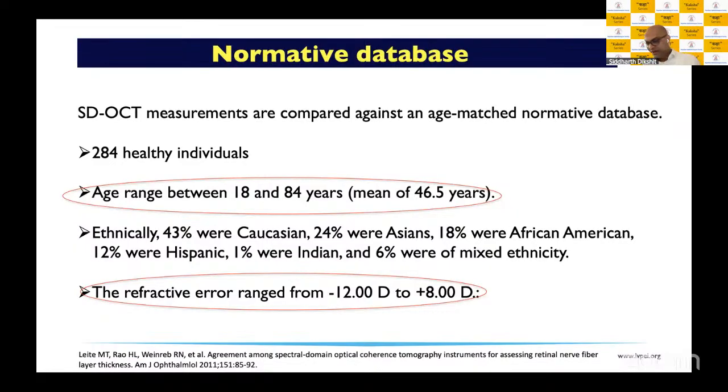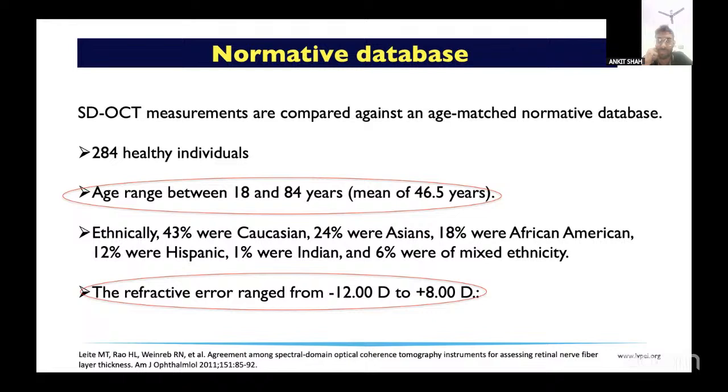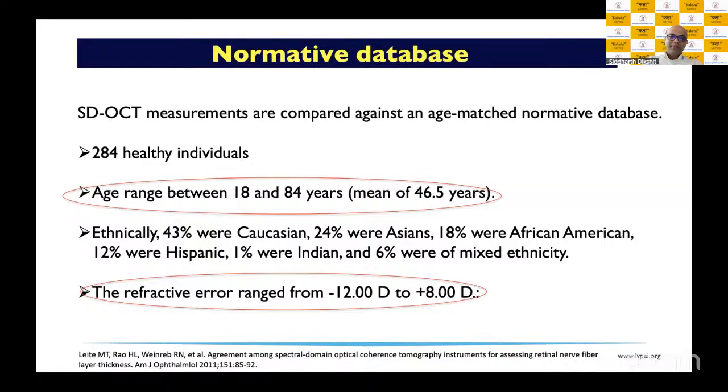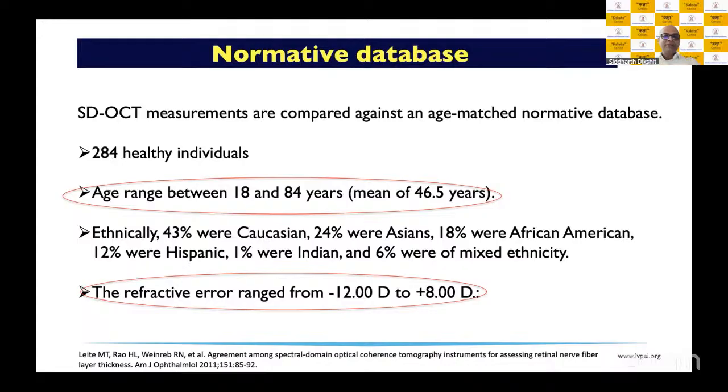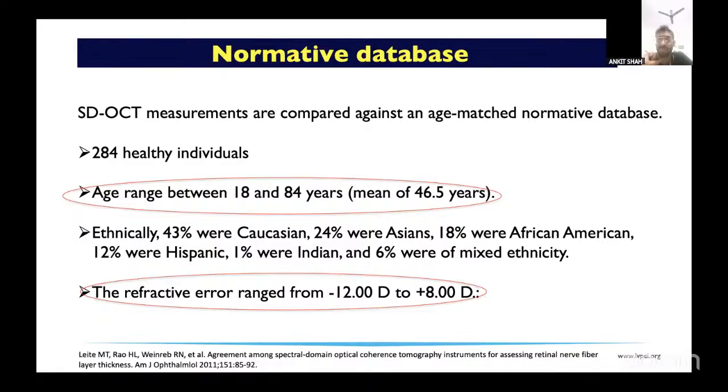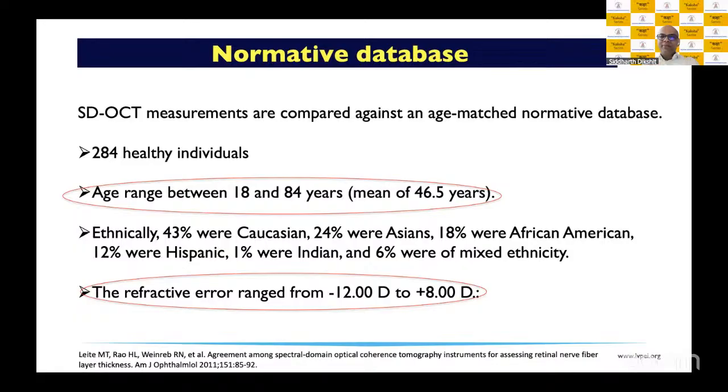What we have to also remember is that every device that proclaims any measurement as normal or abnormal has to have an age-matched normative database. And it is surprising to even imagine that a device which has been sold to millions of ophthalmologists, the Cirrus, is based on a normative database from only 284 healthy individuals. And that database is divided across an age group of 18 to 84 years.